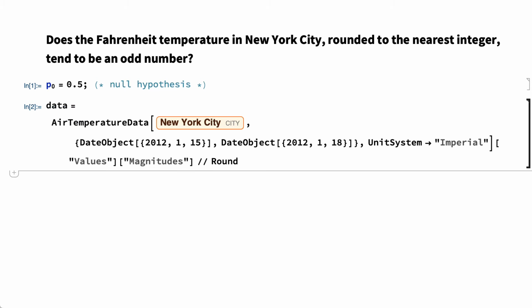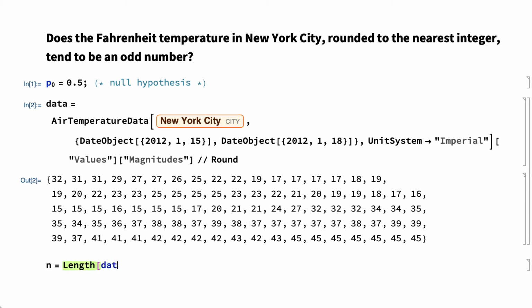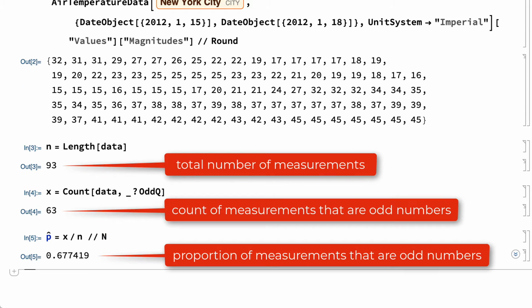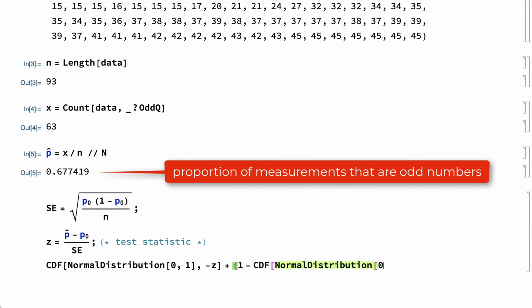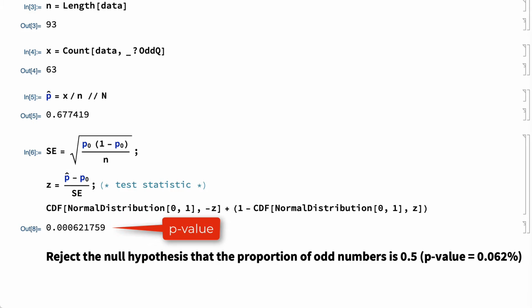This input, for example, returns temperatures in New York City during 3 days in January of 2012 when 63 of the 93 measurements, or just over 2/3 of the measurements, were odd numbers. A hypothesis test for the population proportion can be done using the formulas from an earlier section, which leads to a very small p-value of about 0.06%, which at a significance level of 5% is a positive result and leads to the conclusion of rejecting the null hypothesis.